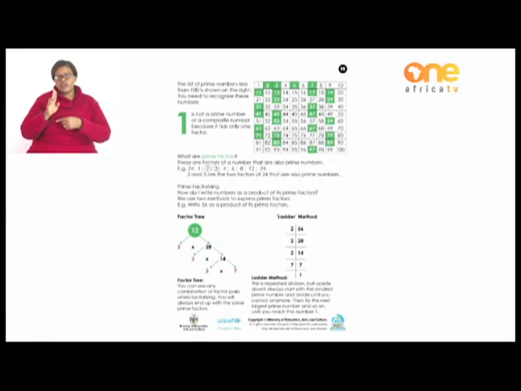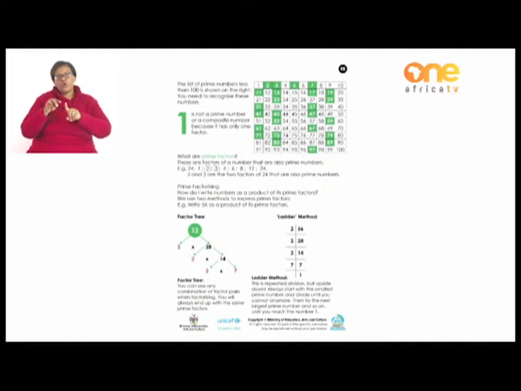So, moving to the ladder method, we are halving from top to bottom. 56 halved, you get 28. You divide by 2, you get 14. Divide by 2, you get 7. And 7 divided by 7, of course, you get 1. So the numbers on the left side are prime factors, which are 2 and 7. And that is how you use the ladder method to factorize the number 56.